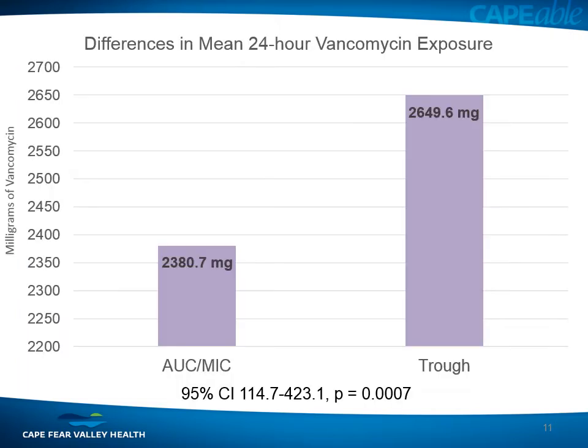Here you can see the primary endpoint results, differences in mean 24-hour vancomycin exposure. The difference was 268.9 milligrams between AUC to MIC-based dosing and trough-based dosing. This result was statistically significant. You can see that the AUC to MIC group had a mean 24-hour exposure of 2,380.7 milligrams, whereas the trough-based group had a higher mean 24-hour exposure of 2,649.6 milligrams. You can see the statistically significant confidence interval and p-value below.